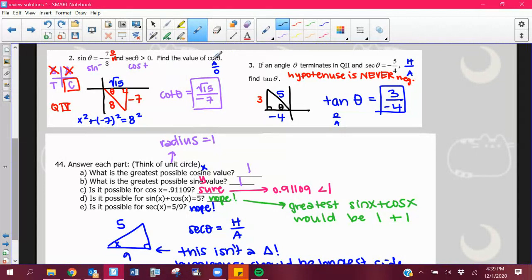So to find cotangent, I just needed to know my adjacent leg over my opposite leg, so I could get √15 over -7. I don't know why I'm doing roots or negative.